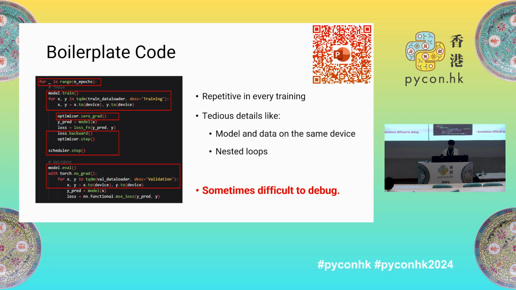And as we can see, this training and validation loop involves a lot of boilerplate code, which are things that we need to handle for every training process. And we have to manage tedious details like ensuring the model and data are on the same device, and manage those nested loops for batches and epochs. Debugging this can sometimes be painful. And in the following, we will see how PyTorch Lightning can help us with this.